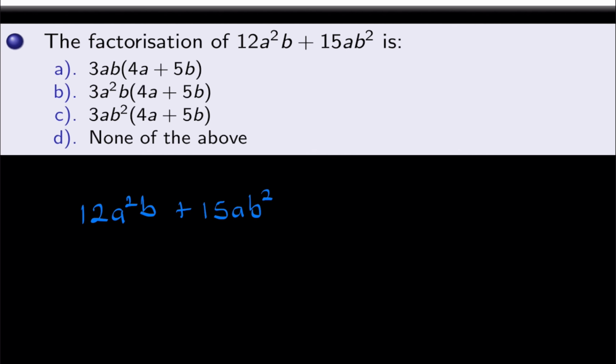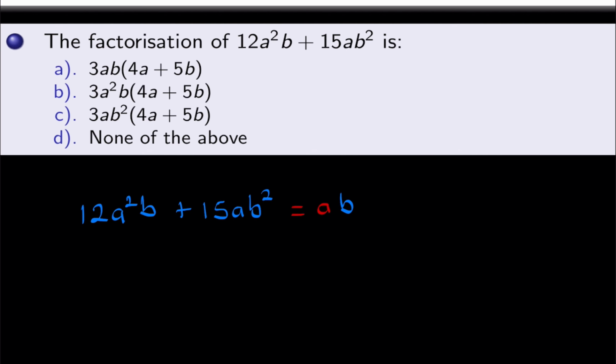Now let's find the common factors here. In the first term, we have a squared and we have a. So we can factorize a from this. So we are going to have a out. Also, in the first term, we have b and we have b squared also here. So we can factorize b out. So that's going to be b out.